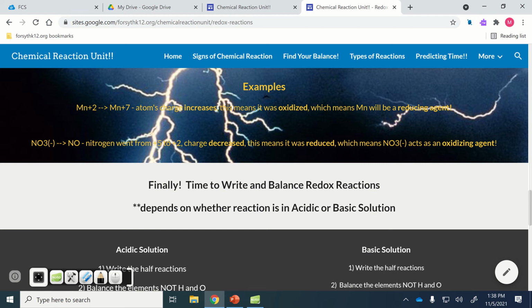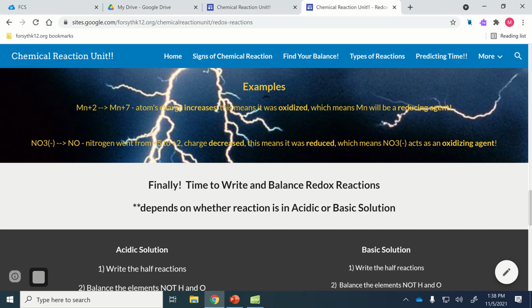Mn plus 2 goes to Mn plus 7. Its charge is increasing, which means it's oxidized, which means it must act as a reducing agent when it's, in this case, with something like NO3 minus. NO3 minus goes to NO. We kind of just did that one. Nitrogen went from plus 5 to plus 2, so charge decreased. It got reduced, which means it must be the oxidizing agent.